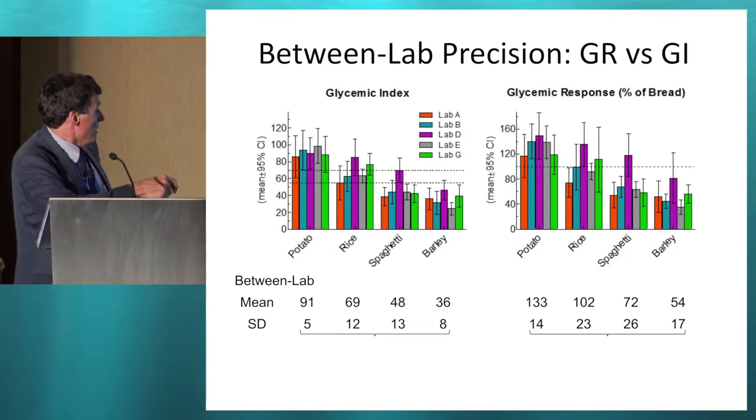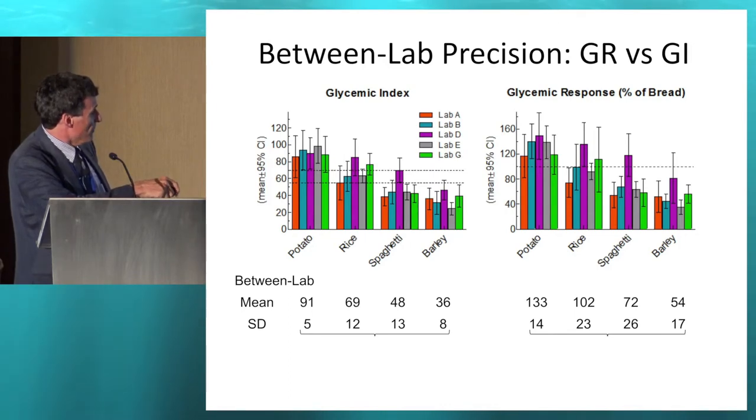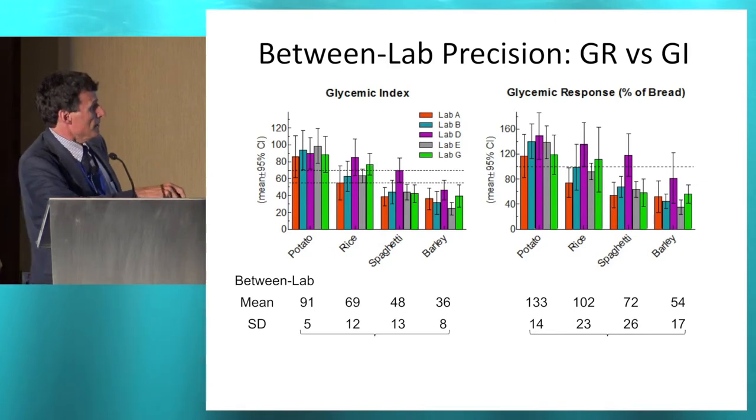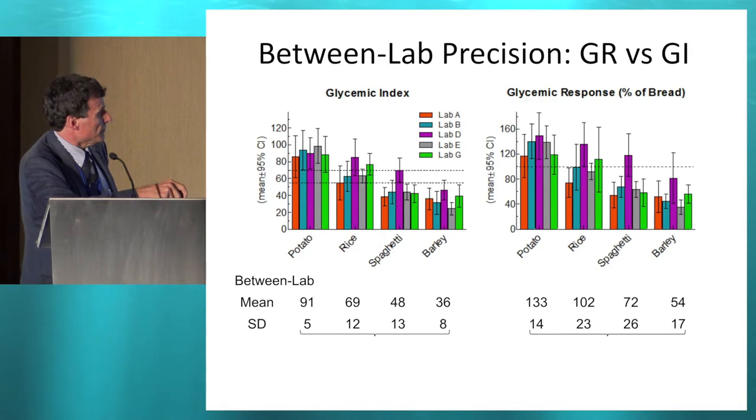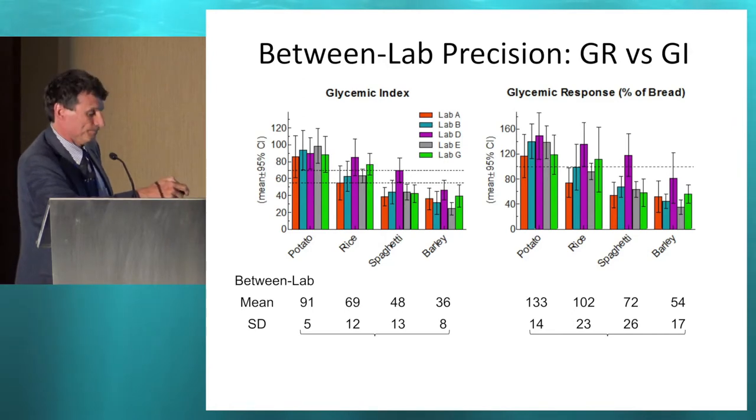So here are the means and 95% confidence intervals for potato, rice, spaghetti, barley for the glycemic index. For our labs, you can see for barley, all the labs have a significantly lower GI than bread. Bread is 70, not shown, but they're there. Here is the percent differences of the labs, and you can see not all of the labs have a significantly lower. Barley is not significantly less than bread, 100% here.